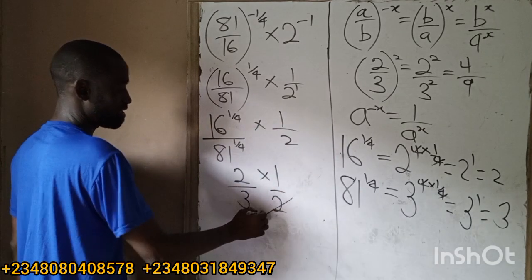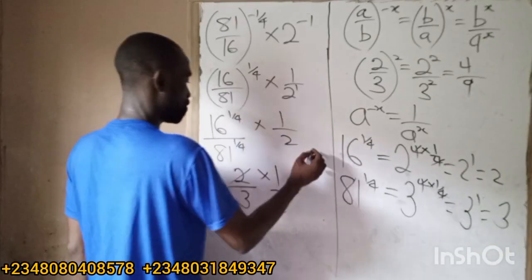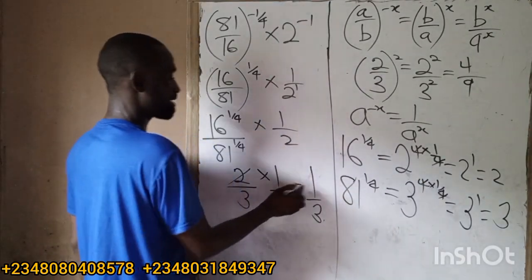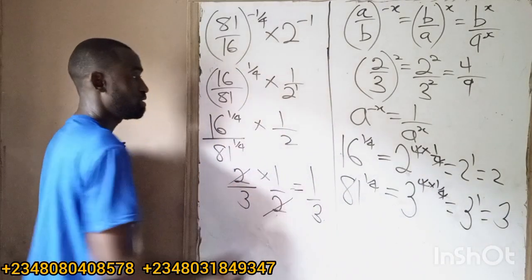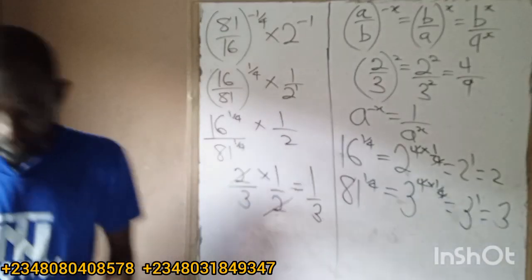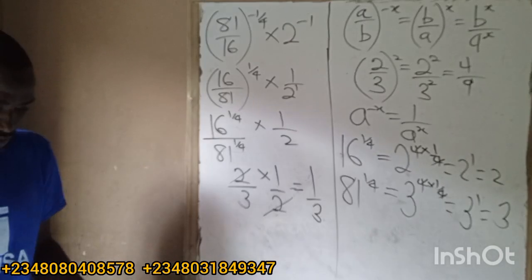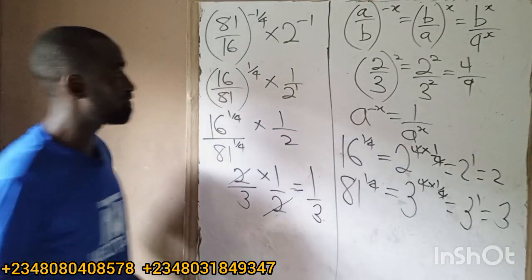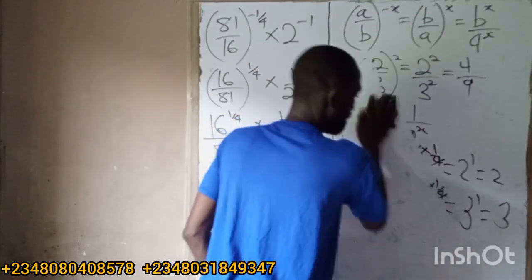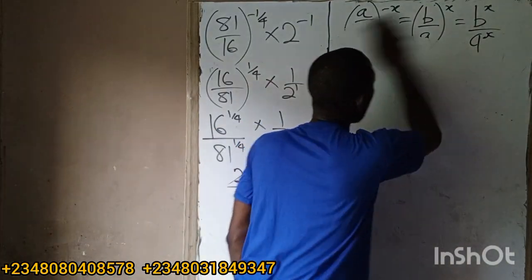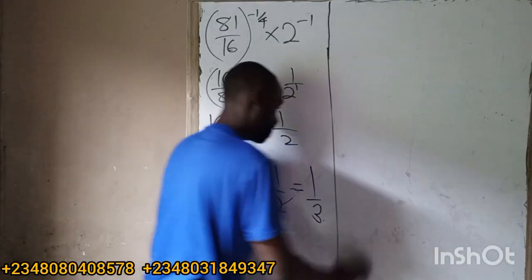What's the next thing? These 2 will cancel out these 2. I have 1 over what now? 1 over 3. So our answer in this question is 1 over 3. Okay, let's solve a question that involves equation. Anytime you see a question that involves equation in indices, that is the way you are going to solve it.